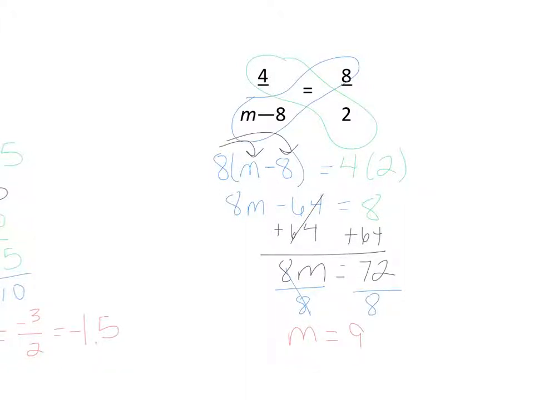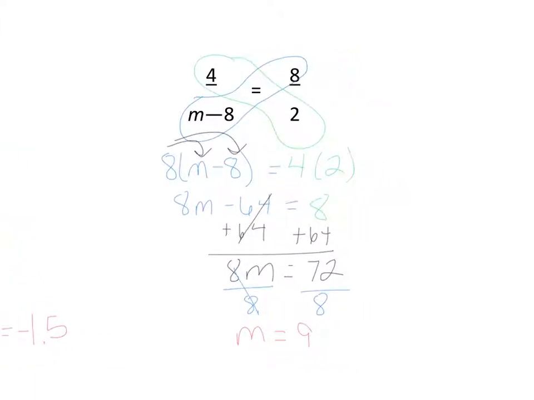Now, if we wanted to check our answers, I'm going to check this one because at least we're dealing with whole numbers. Makes it a little easier. What we're wanting to know is, is 4 over 9 minus 8 equal to 8 over 2? Well, we know that 9 minus 8 is 1, so is 4 over 1 equal to 8 over 2? The answer is yes. We know this to be true, therefore we know that, hey, we solved it and got the right answer. So it is still possible to check your answer with these.